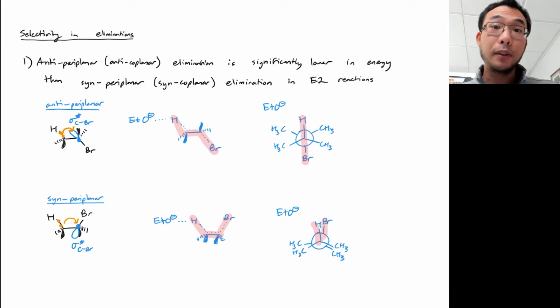It's not impossible. There are situations where we can force the molecule to only have a syn geometry between the hydrogen and the leaving group. And in those cases, the E2 reaction does take place syn-periplanar, but that's only because it's not able to take place anti-periplanar. The impact of this selectivity for the anti-periplanar reaction is that only one of the two stereoisomers of the possible alkenes will be formed.